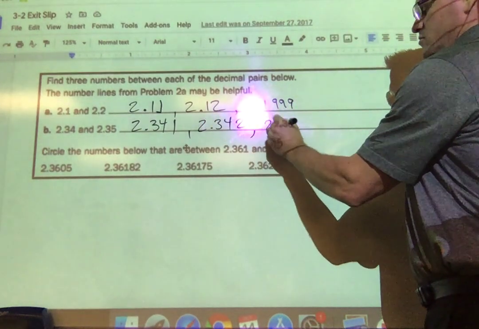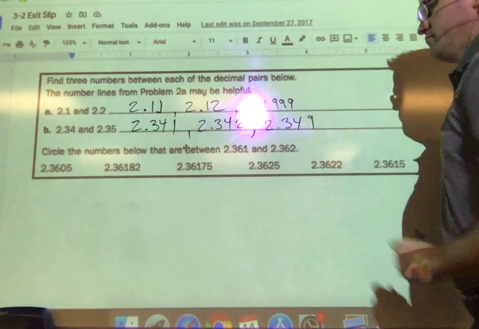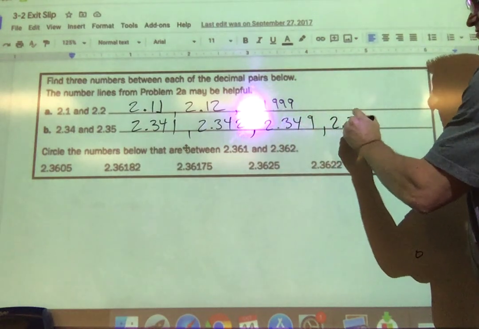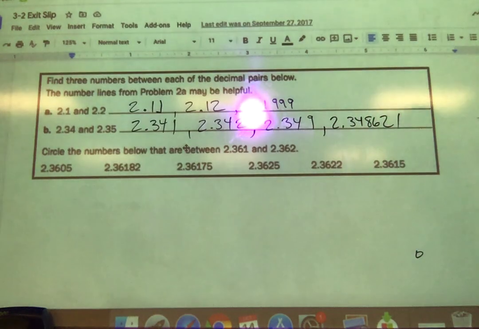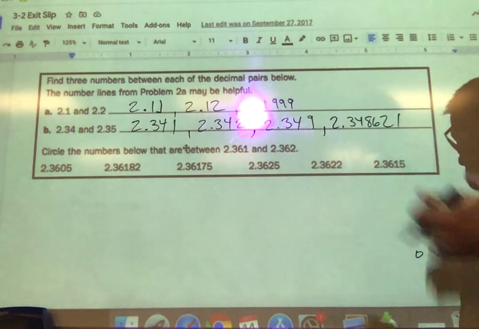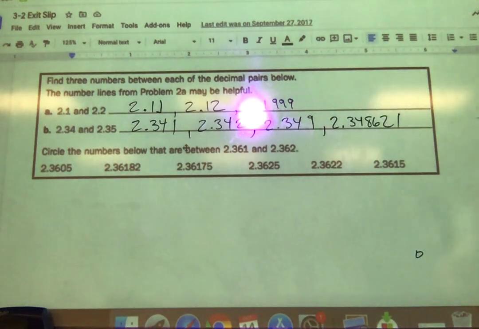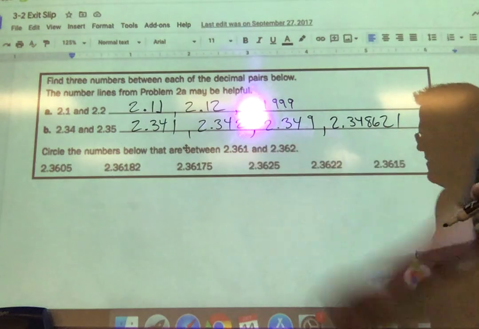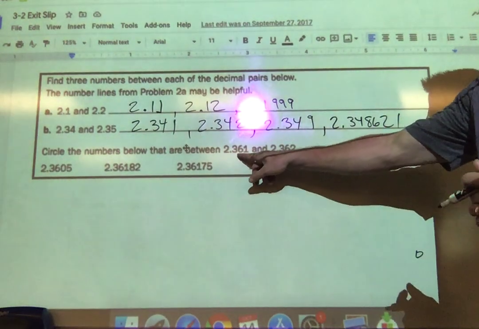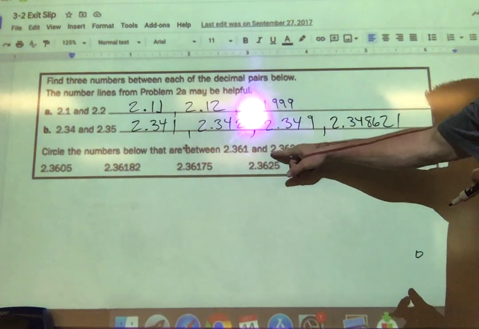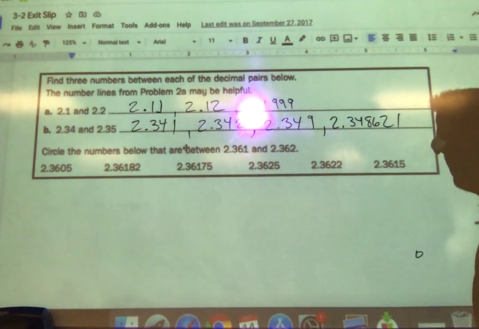All right, 2.349. 2.348621. It doesn't matter. Again, any of these, as long as they start with 2.34, there's infinite answers that you could put in there that would fall between there. And if you understand that part, guys, that's exactly where you need to be on this I can statement. Okay, so same thing now. Let's find the numbers that are between 2.361, or 2 and 361 thousandths, and 2 and 362 thousandths.